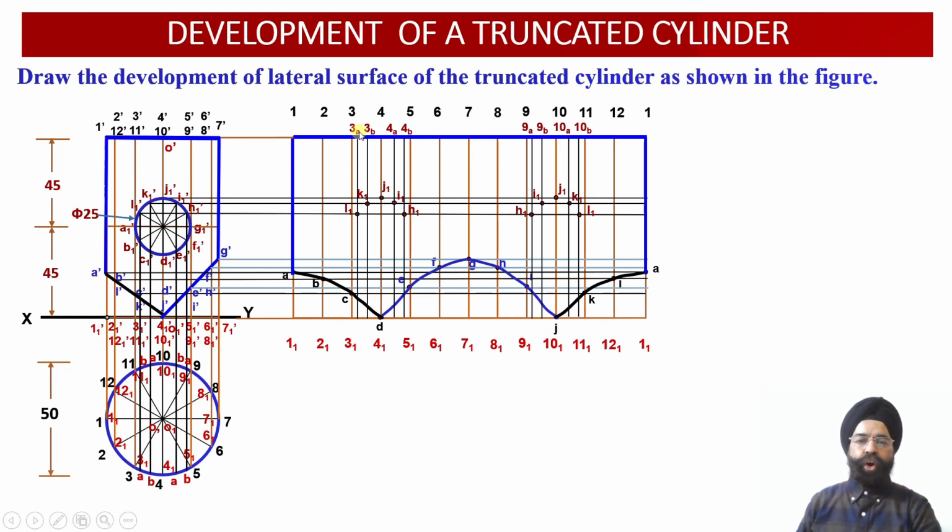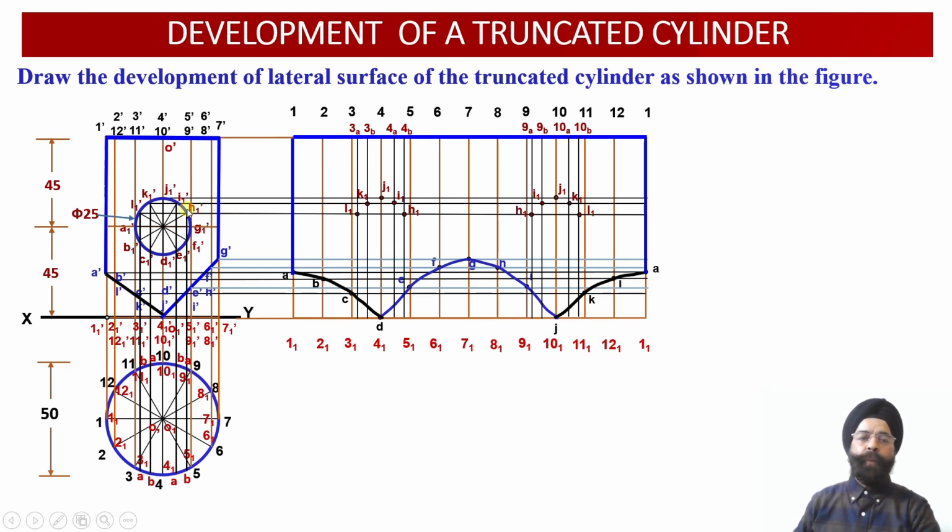So let us check. On the front side, the intersection of this horizontal projector with 3A gives us L1 over here. Similarly, the intersection of this horizontal projector line with the vertical projector through 10B provides us with the location of the point L1 over here.